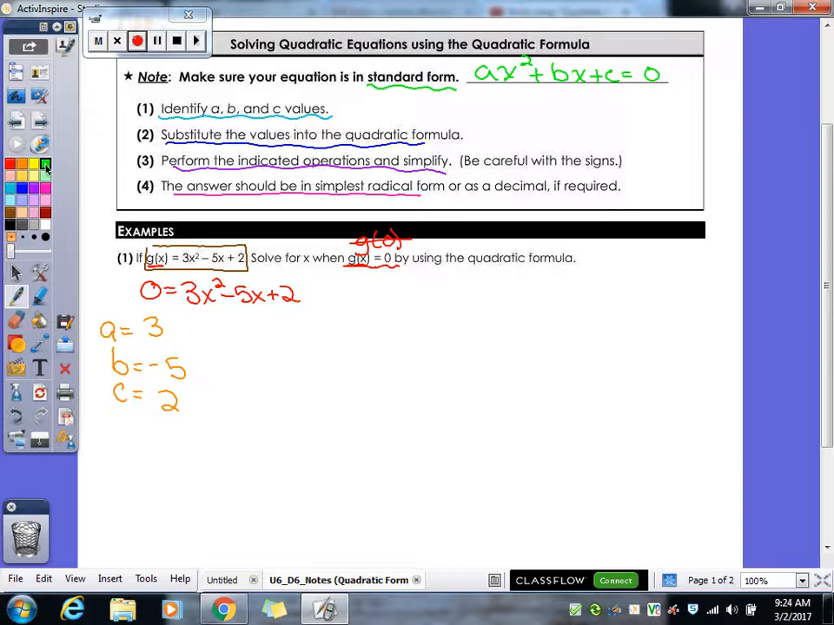So then what we're going to do is write down our quadratic formula. x equals negative b plus or minus the square root of b squared minus 4ac all over 2a.